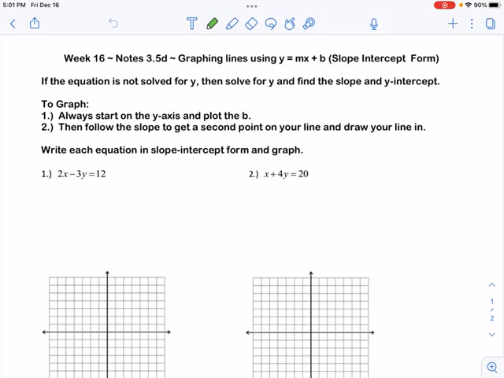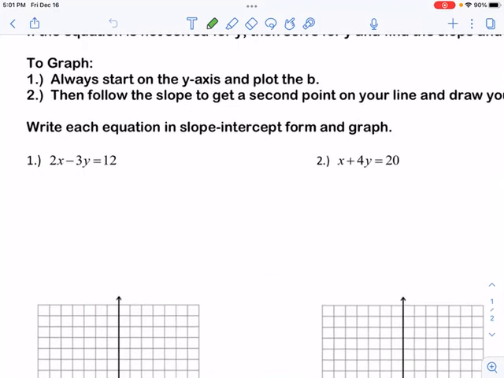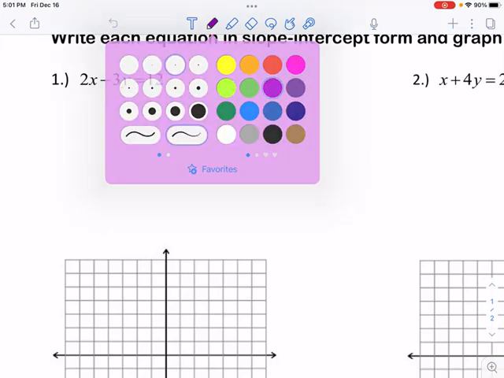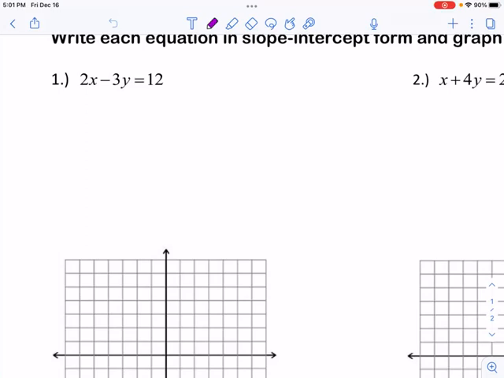So looking at problem number 1, it says we've got 2x minus 3y equals 12. Well, it's in the wrong format. We want this to be y equals. So we always move the unattached part first, which means we want to subtract the 2x from both sides. Now, when we subtract 2x from both sides, the 2x's on the left-hand side are going to cancel out.